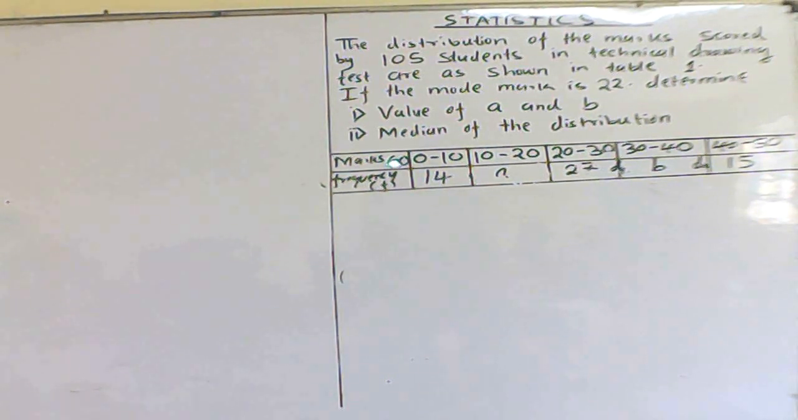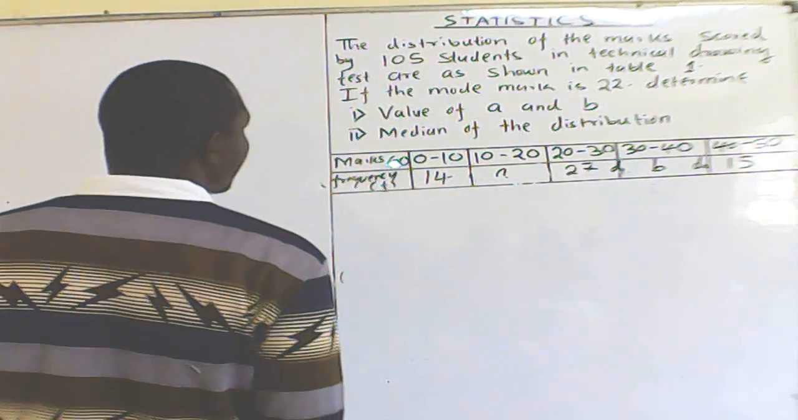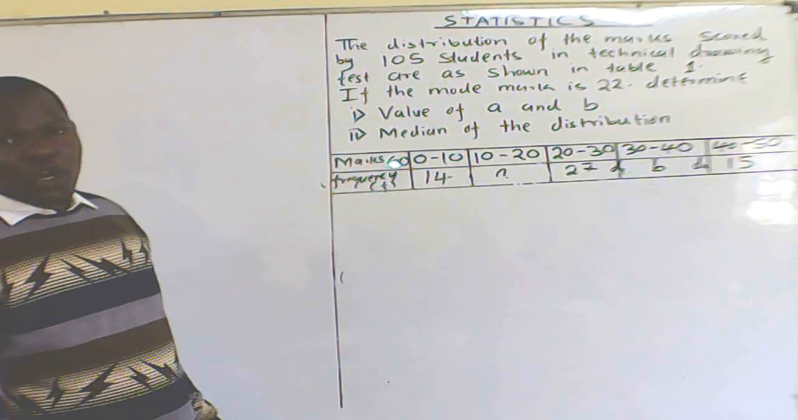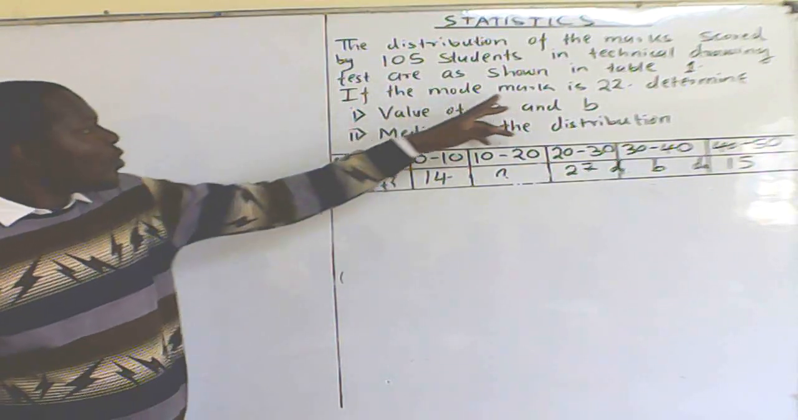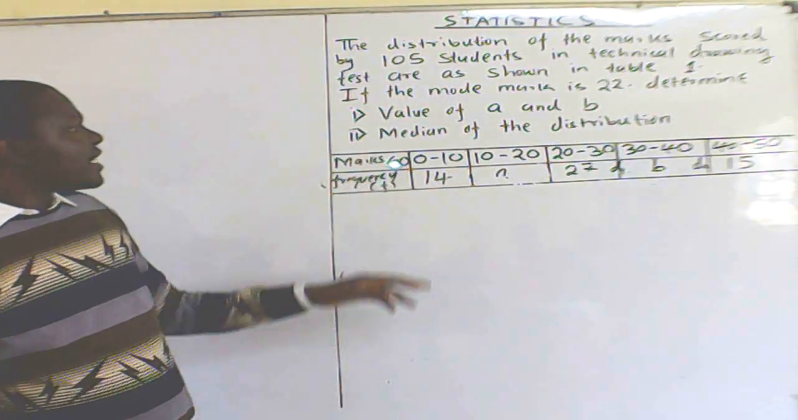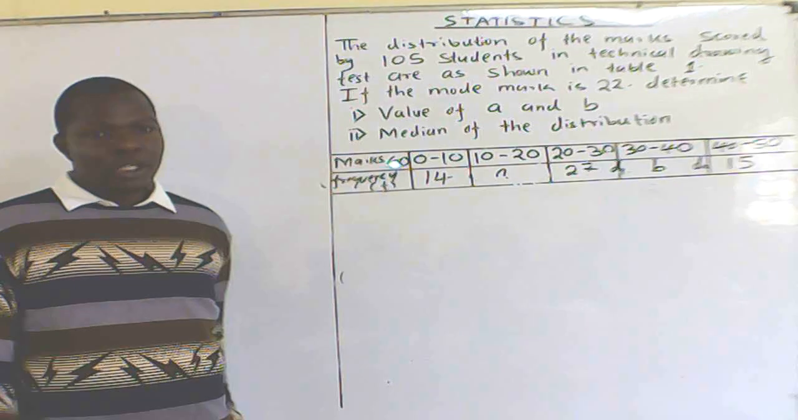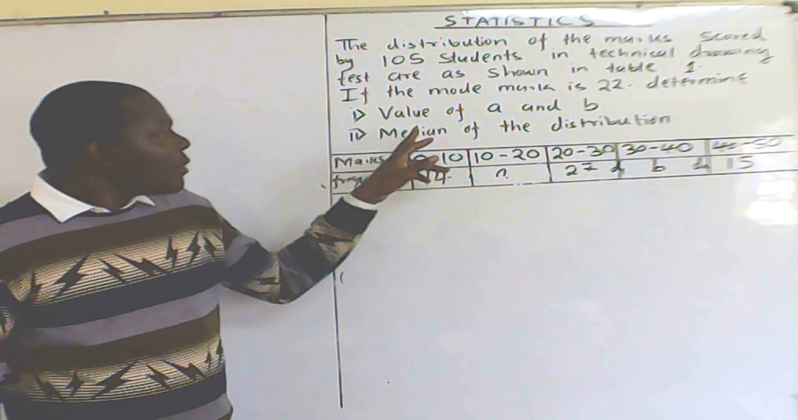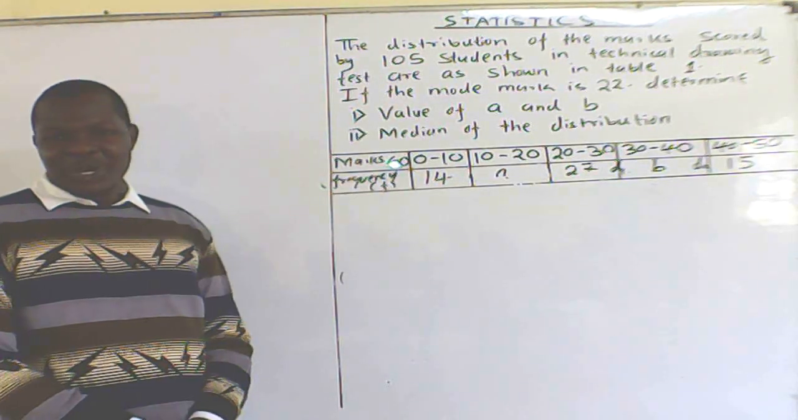Yes, so in this case, you'll be told the distribution of the marks scored by 105 students in a technical drawing test are as shown in table 1. If the mode mark is 22, determine the values of A and B, and the median of the distribution.